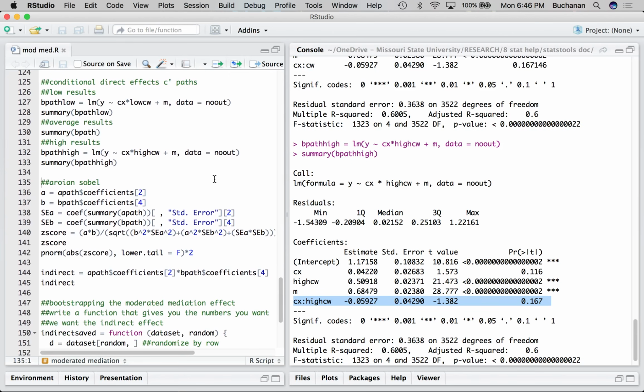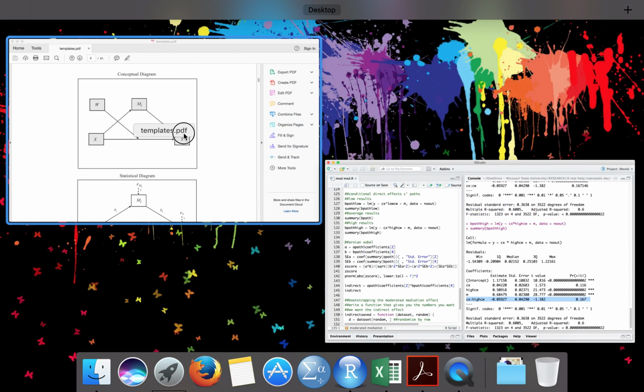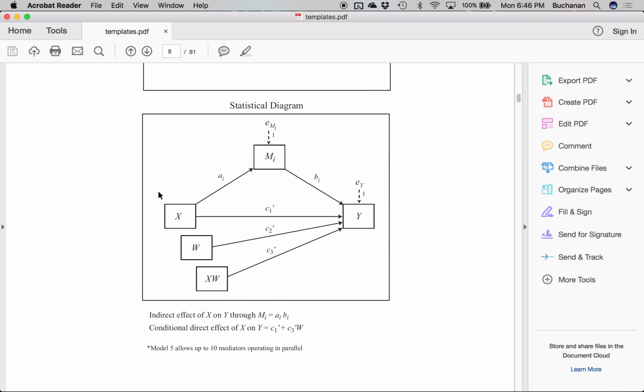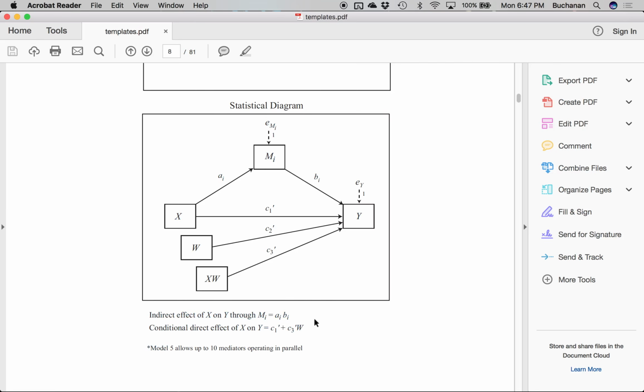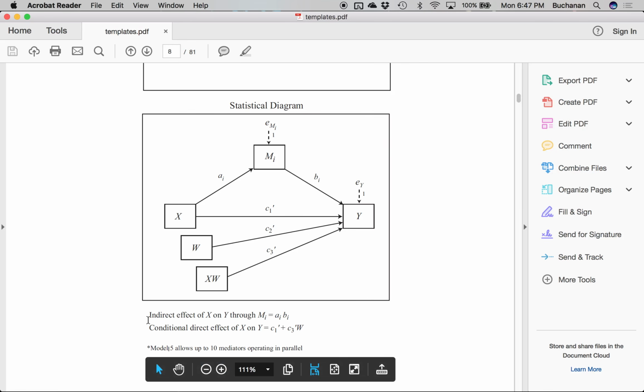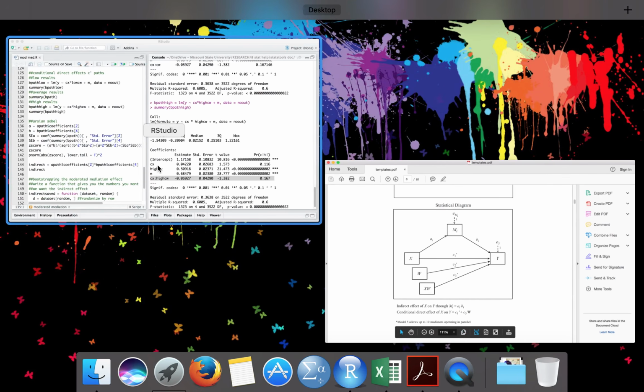Now, if I was interested in the Sobel test, one thing I really like about this template for Hayes' PROCESS model is that it very nicely tells you what the indirect effect is and how it's calculated. Models with three mediators and a moderator can get really tricky, so he's laid out very nicely the way to calculate an indirect effect, and then the conditional direct effects as well. But mostly we're interested in this indirect effect.